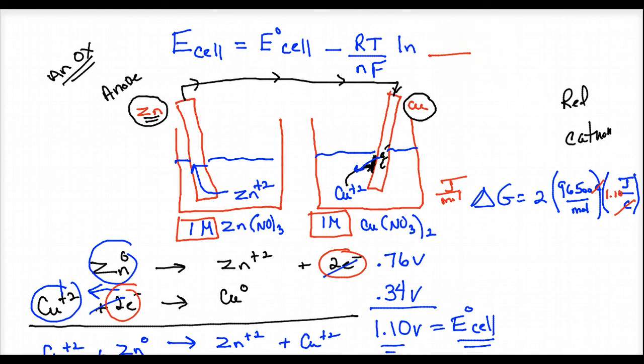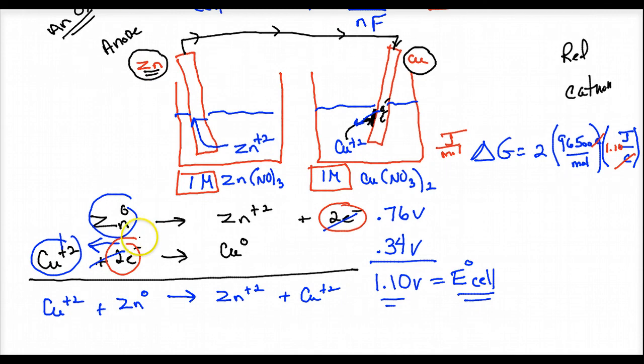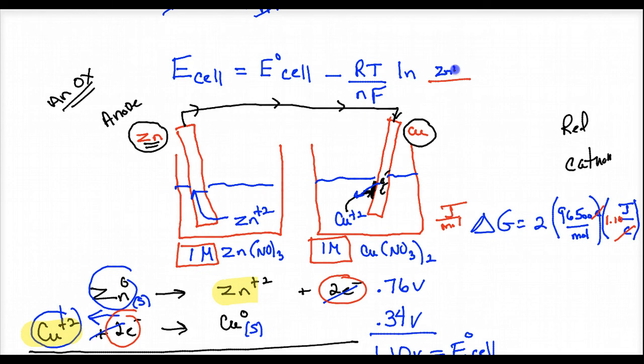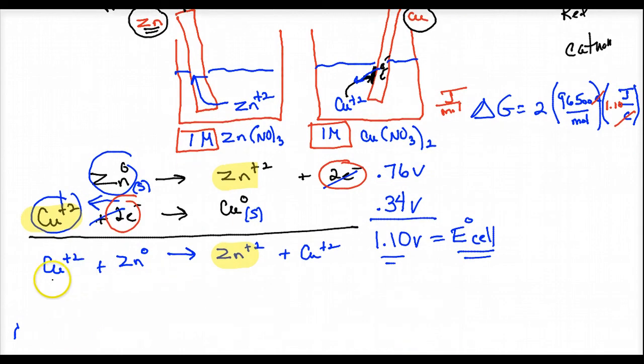Now, if I look at my overall reaction, we see that zinc 0 is a solid, copper 0 is a solid. So the only reactants and products that I can put in here are copper plus 2 aqueous and zinc plus 2. Notice zinc plus 2 is a what? Product. So back to my Nernst equation, zinc plus 2, and that's a concentration, over my copper plus 2. Copper plus 2 is a what? Is a reactant, where zinc plus 2 is a product.